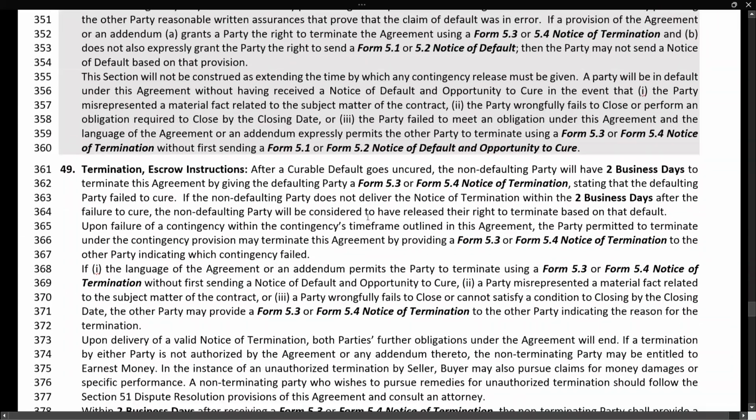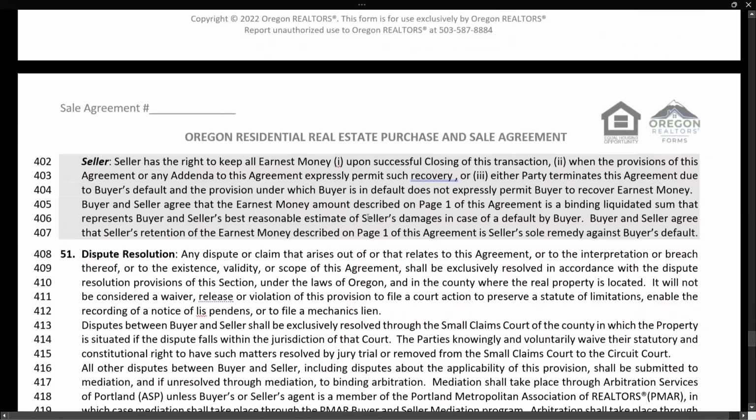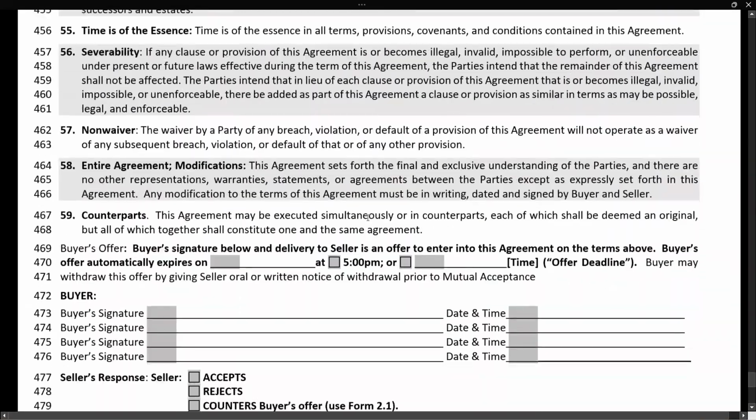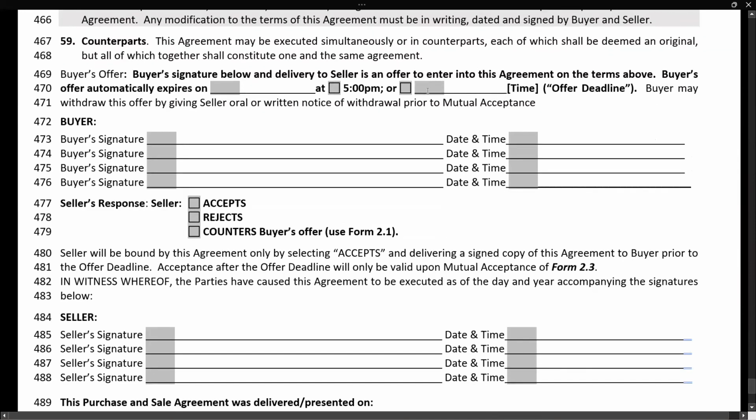In general, it's not advised to change these provisions, but make sure your client reads and understands each of the provisions in the contract. And at the very end, you'll be able to write when it expires and what the seller's response is.